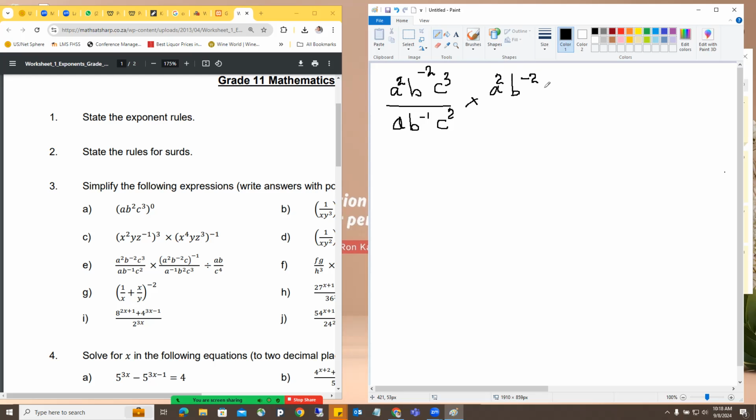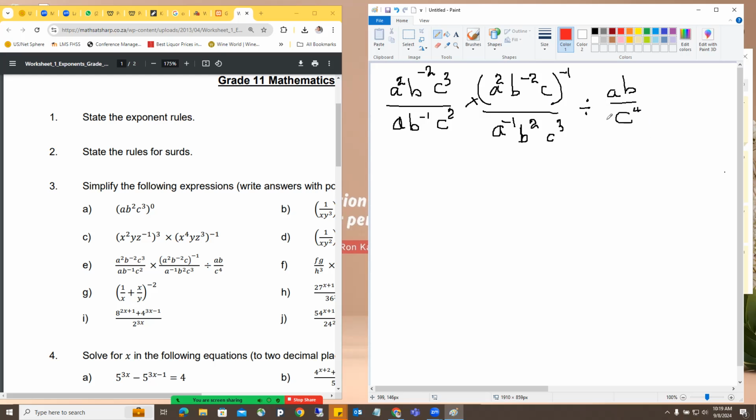a squared b minus 2 c, with minus 1, divided by a minus 1 b squared c cube, divided by ab over c to the power of 4. So here what will happen? We have a division here. We can convert this division into what? Multiplication. Okay.